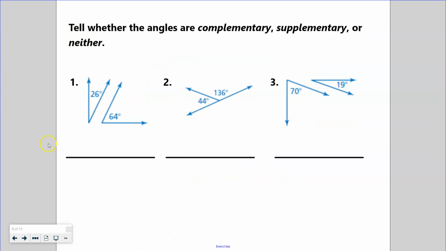All right, so tell whether the angles are complementary, supplementary, or neither. These ones are due on your own, so you want to push pause and give yourself a second to do these on your own. But again, we're just simply adding them together. 6 plus 4 is 10, so 70. 70 plus 20 is 90. So I would say that these are complementary. And then add these together, and I get 180, and so I'd say that these are supplementary. And then 70 plus that would be 89, and so I would say neither.